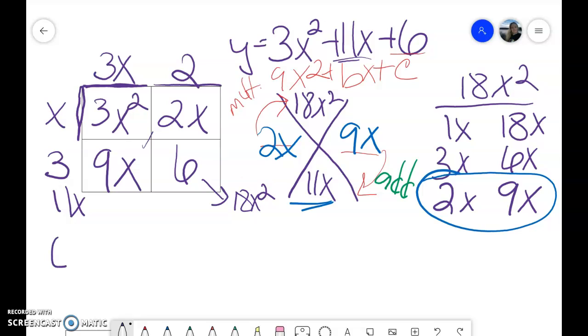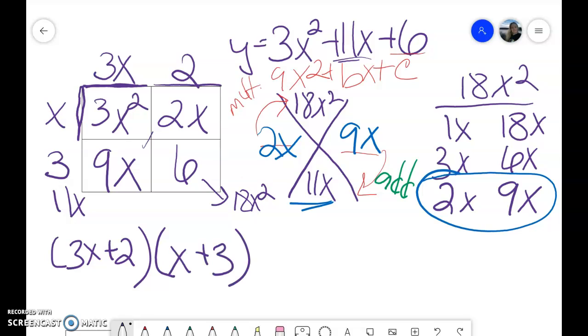So I know now that the sides of my rectangle that give me the area of everything inside is 3x plus 2. And if I multiply that by the length of my other side, which is x plus 3, I will get back what's inside there. And this is my factored form that is equivalent to my standard form up here for my quadratic.